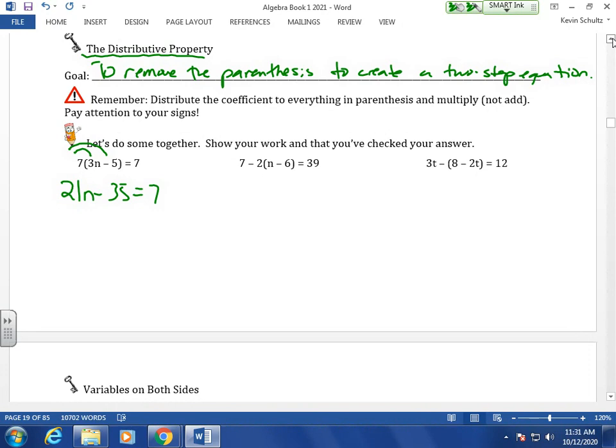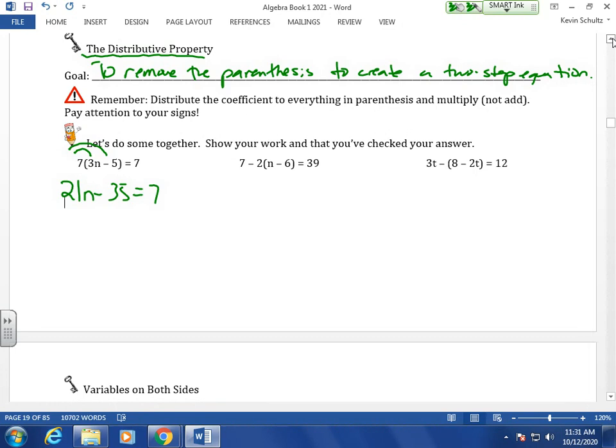And if you're thinking to yourself, well, wait a minute now, that 7 doesn't have an n, how come I can combine it with the 3n? The reason is because we're multiplying here. Just like with multiplying and dividing fractions, you don't need those common denominators. Kind of the same thing here. You don't need those like terms when you multiply or divide.